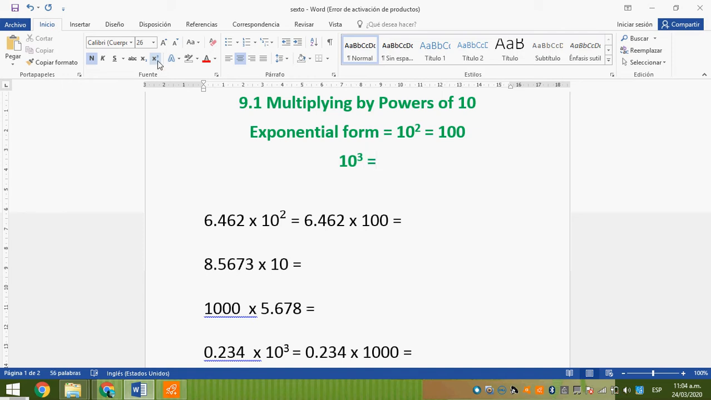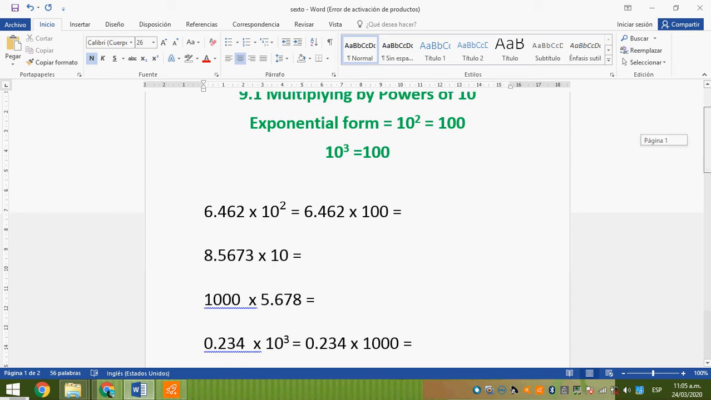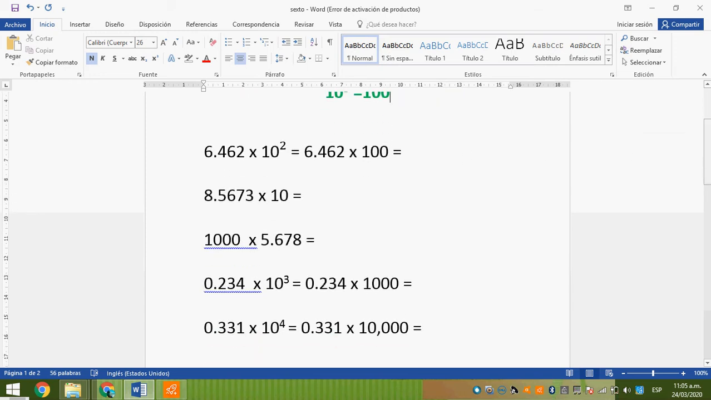For example, if you have 10 to the third power, you can multiply 10 times 10 times 10, or just put 3 zeros with the 1. I'm going to put the 1 and I'm going to put 3 zeros. 1, 2, 3. That is the same. The only difference is this is exponential form and this is just a number. So let's continue with the exercises of the book.